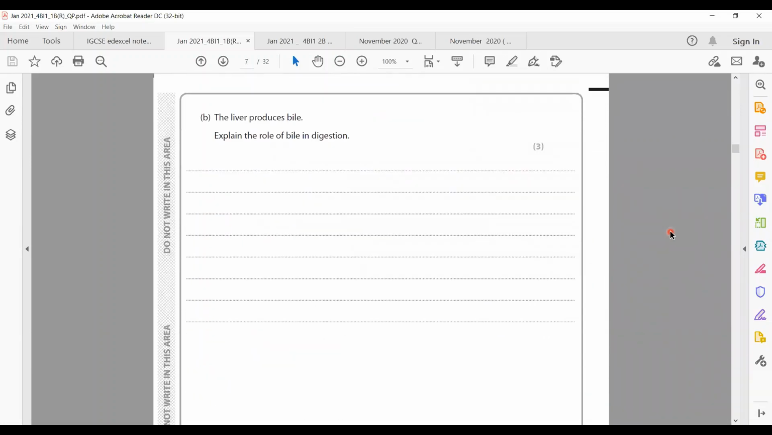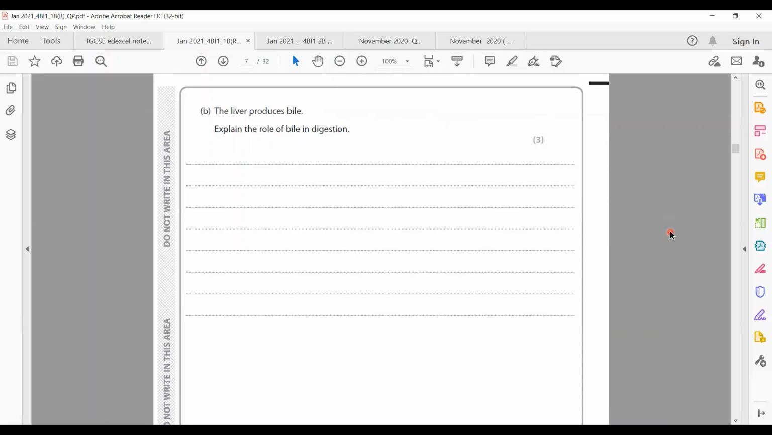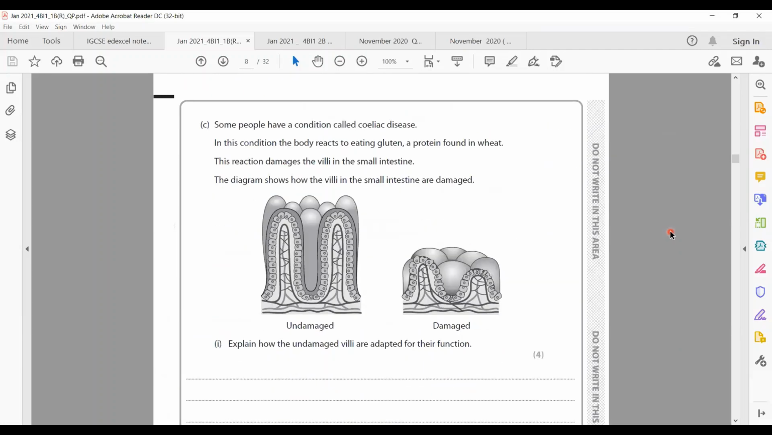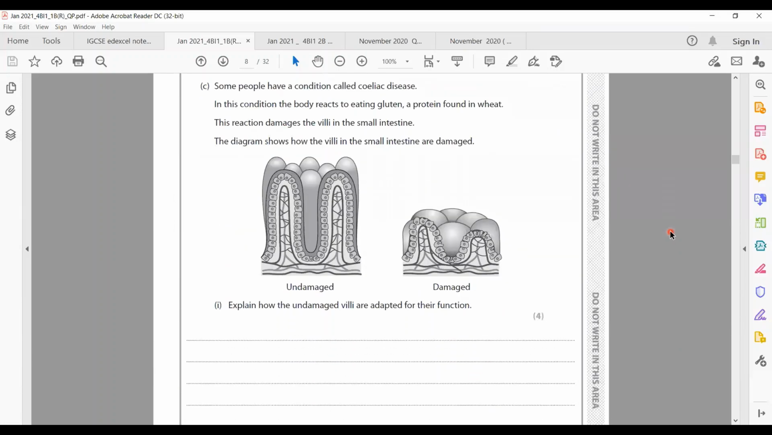The liver produces bile. Explain the role of bile in digestion. Bile emulsifies fat into smaller droplets. Excellent. It provides the optimum pH for lipase to digest fat into fatty acids and glycerol. Very good, Dumas. Bravo. Come on, Salma. Number C.